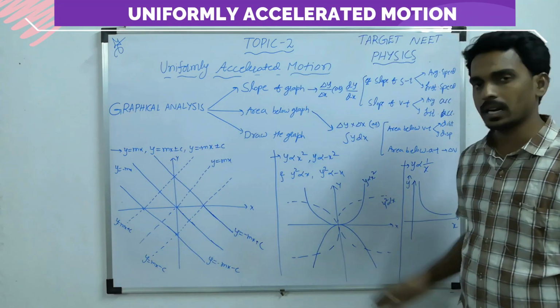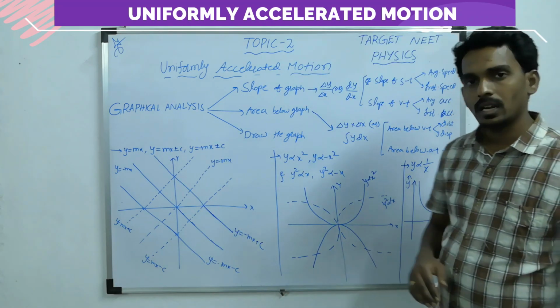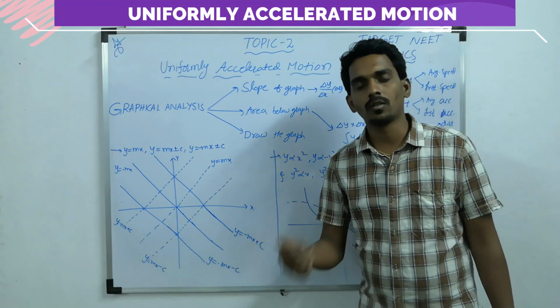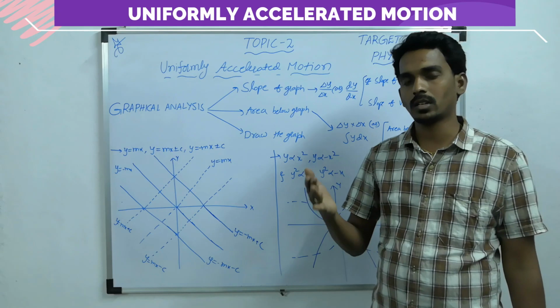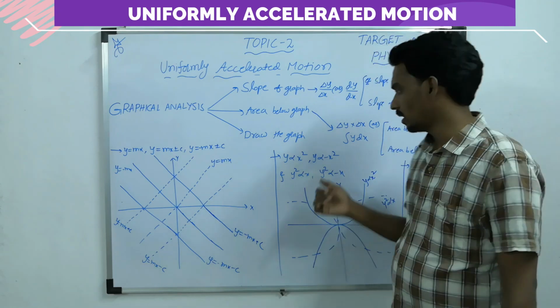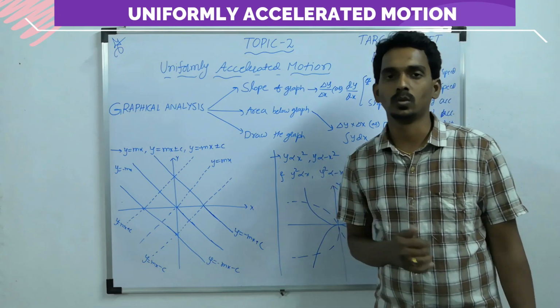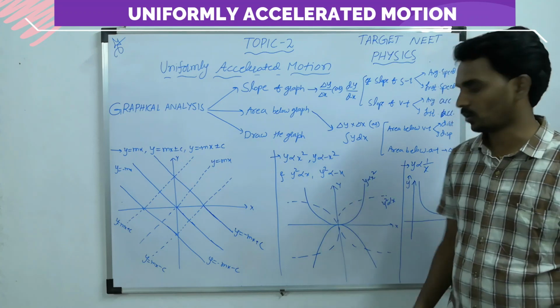Similarly, if you consider a parabolic graph, there either the power of x or y, that is, the quantity taken on the x-axis or the quantity taken on the y-axis, has the power 2, then the graph is a parabola.